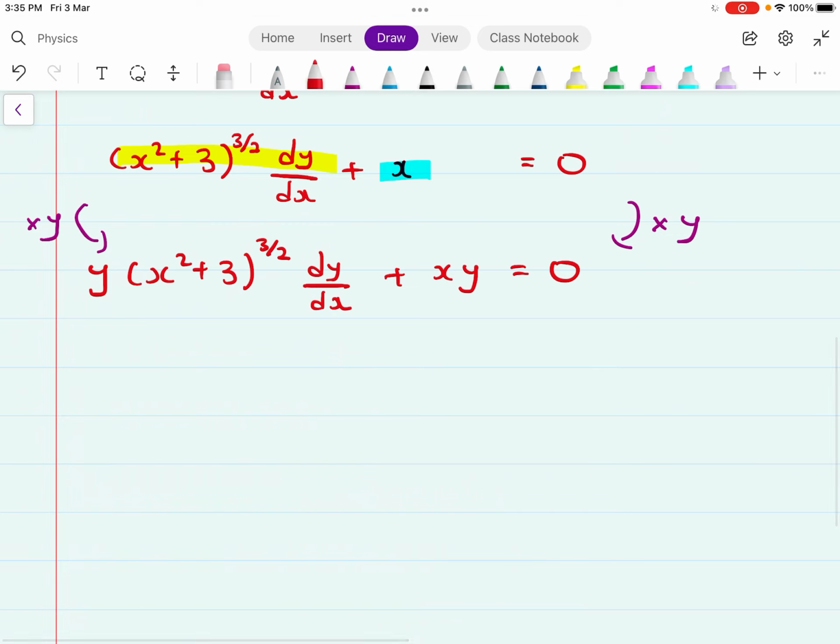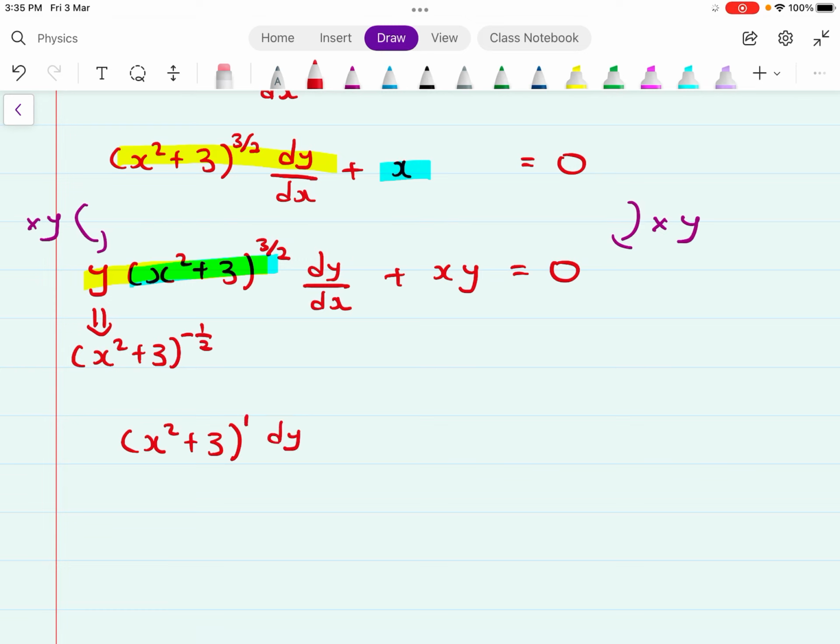Then after that, if you look at this, we know that y itself is equal to (x squared plus 3) to the power of negative half. So of course, when you multiply by this whole thing right here, the whole thing is (x squared plus 3) to the power of 1 already. So now it is (x squared plus 3) to the power of 1 dy/dx plus xy equal to 0. So in this case, you have shown the form that they want. Alright.